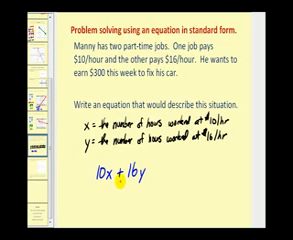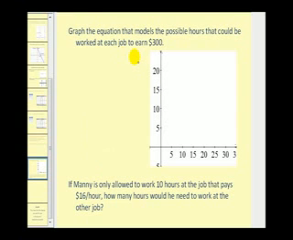Remember, x and y represent the number of hours worked at each job. And for this week, he wants this to equal $300. So we have the rate times time plus the rate times the time must equal $300. Now we want to graph the equation that models the possible hours that could be worked at each job to earn $300. Remember, the equation was 10x plus 16y equals $300. Let's go ahead and graph this by finding the x and y intercepts.